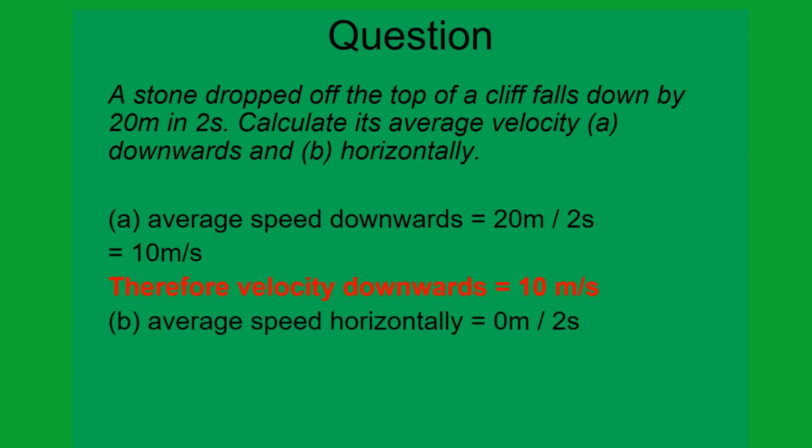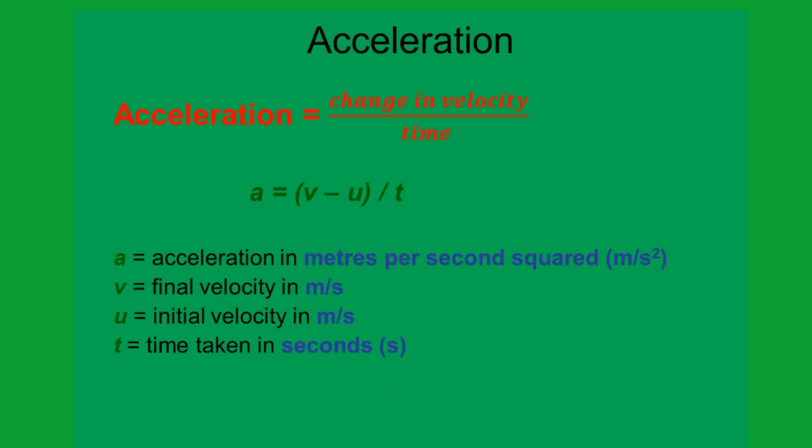But horizontally, for the average speed, there is no movement, no displacement occurs horizontally. That's why displacement here is 0 meters divided by 2 seconds, so 0 meters per second. Very important. Therefore, velocity horizontally is 0 meters per second.